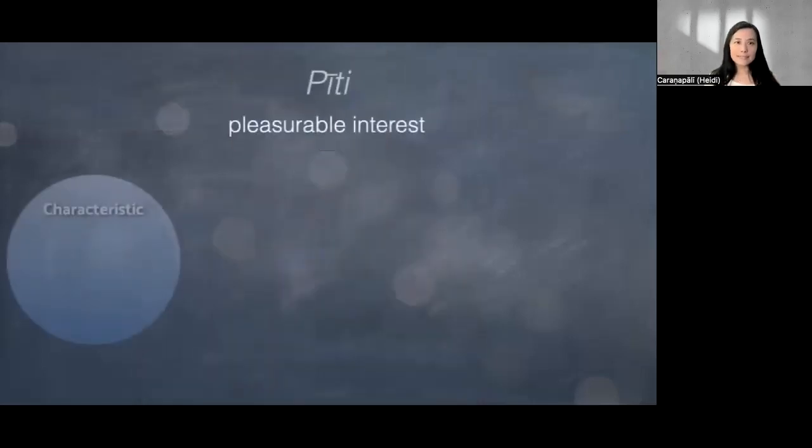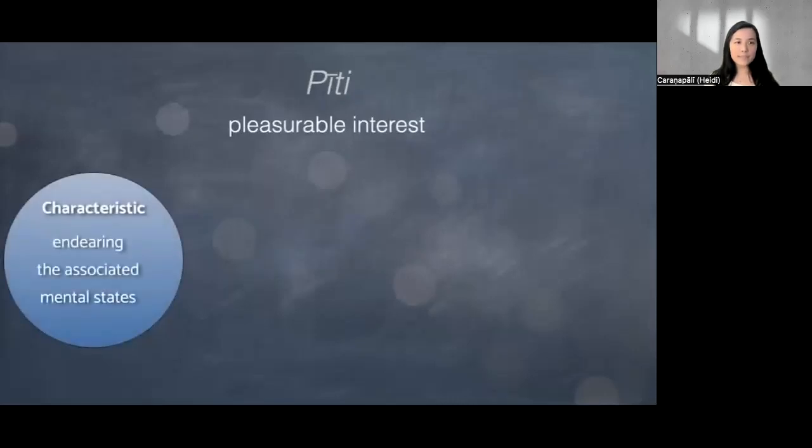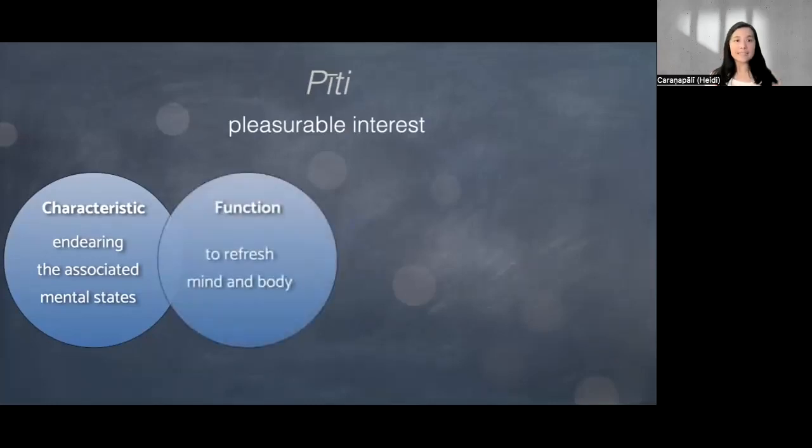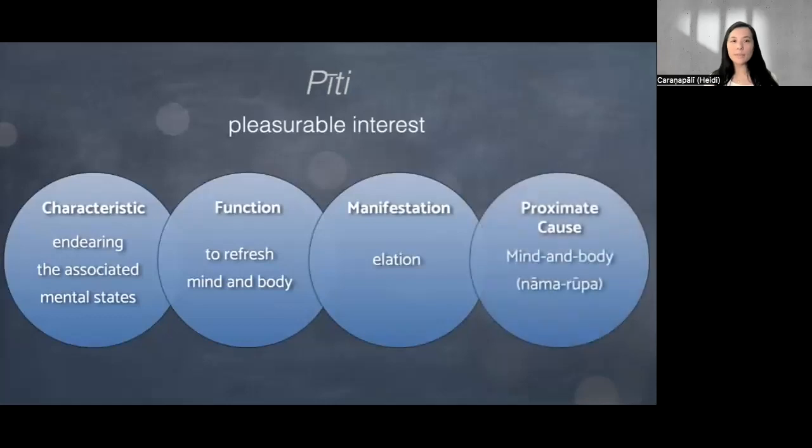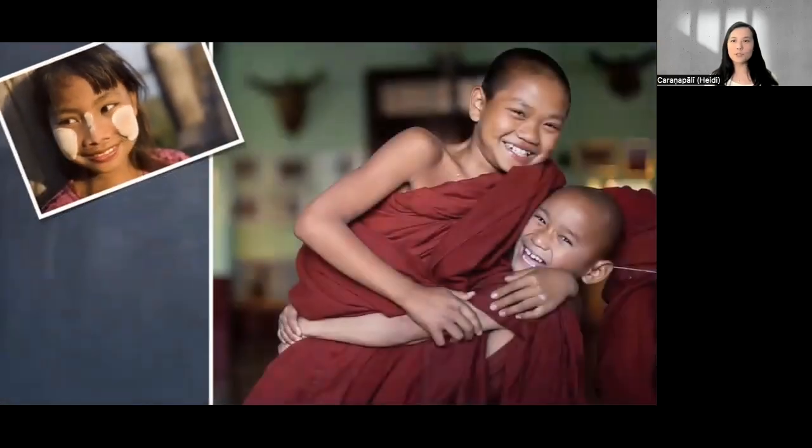Okay, so let's see its characteristic. Endearing the associated mental states is the characteristic of Pīti. When there is Pīti, the mind is happy and elated. Its function is to refresh the mind and the body. When there is joy, one feels refreshed. Its manifestation is elation. And its proximate cause is nama and rupa, because if there is no mind and matter, then Pīti cannot arise. So, just to have some joy, let's see some joyful faces.